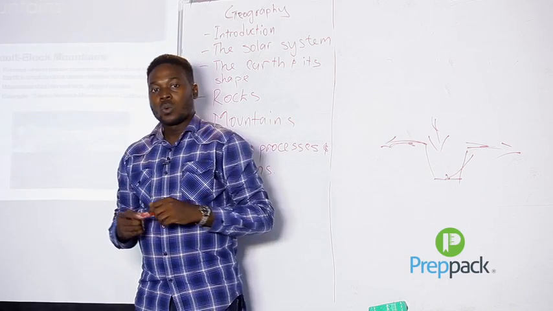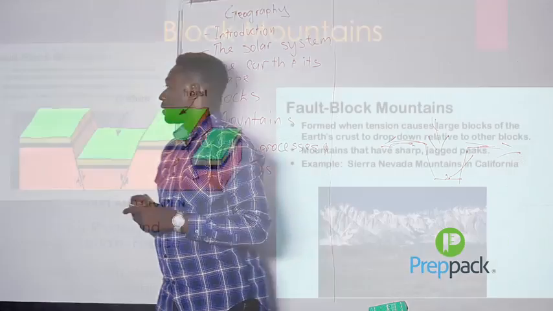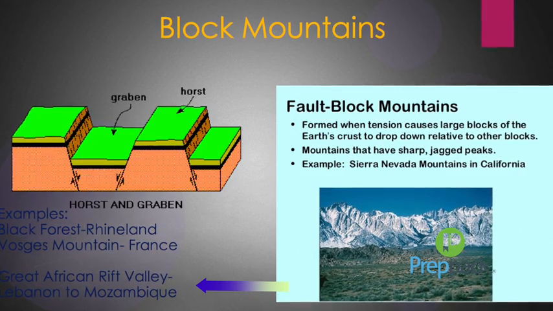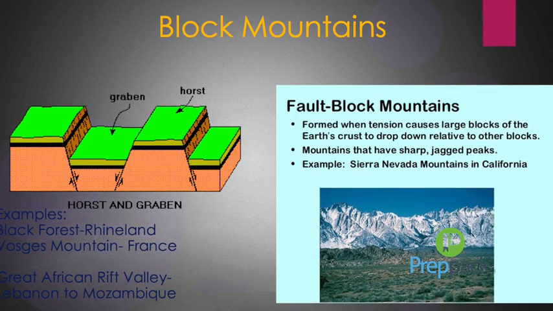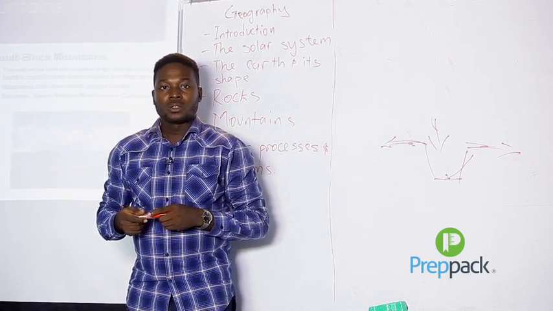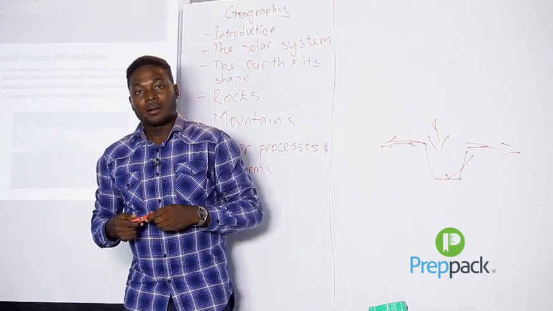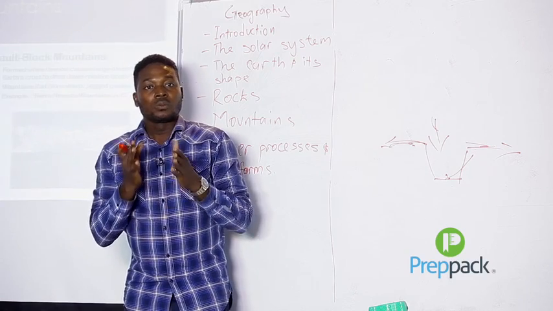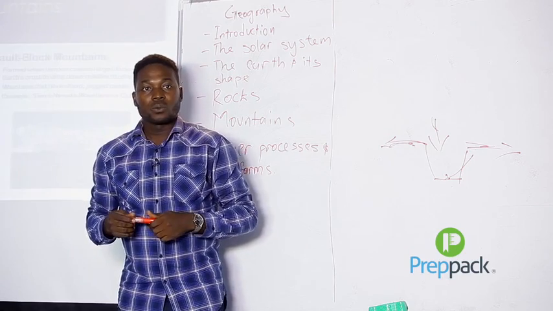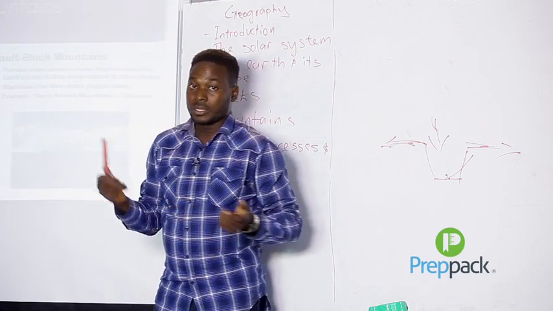And then we have examples of valleys, the rift valleys. There's the Great African Rift Valley, which runs from Mozambique to Lebanon. So it's a very big range, it's wide, it's extensive. So block mountains always come with rift valleys. The depressed part is where we have the valleys, and the elevated part is where we have the horst or the block mountain.